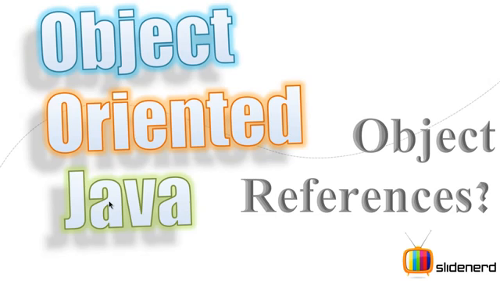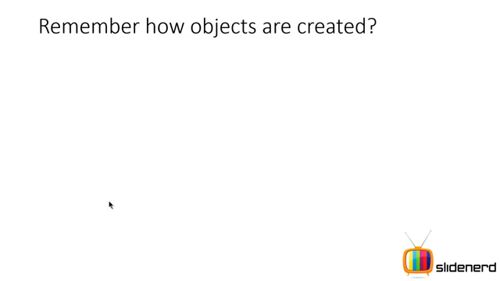In this video, let's talk about what object references are in Java. First, let's talk about how objects are created. If you remember, there is a class Test. It has an instance variable String x that contains a value "hi".